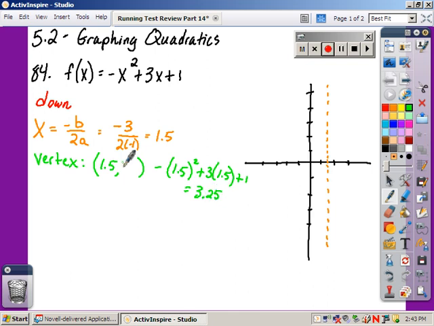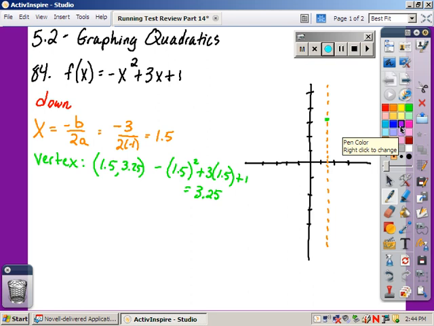That 3.25 is the y-coordinate here. So I'm going to plot this point on our graph. Over 1.5 and up 3, and 3.5 is here, so a little more than that, a little less than that, right in here, 3.25.